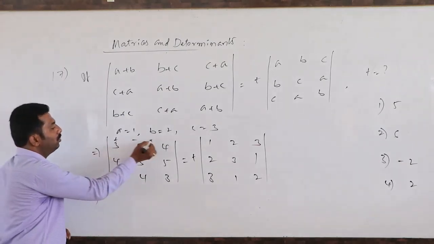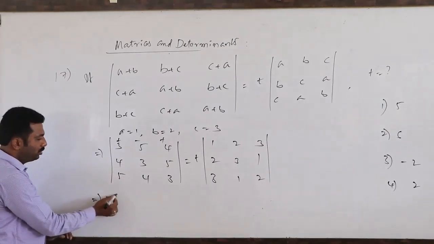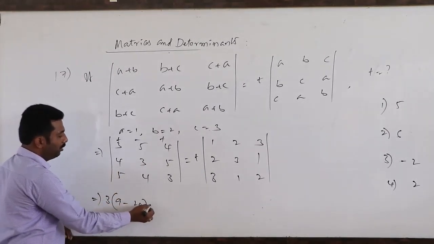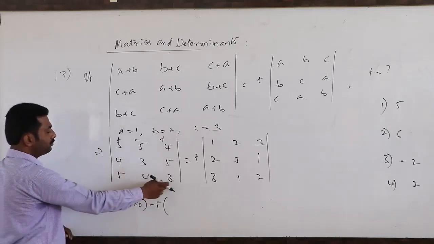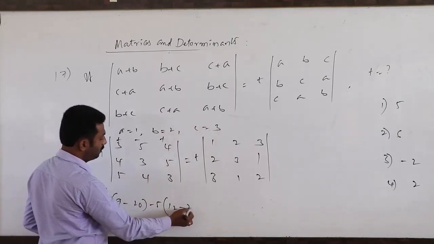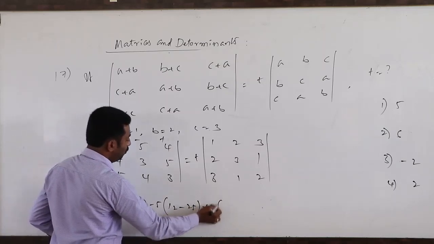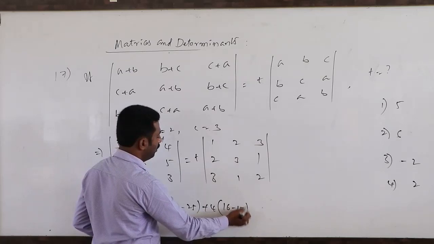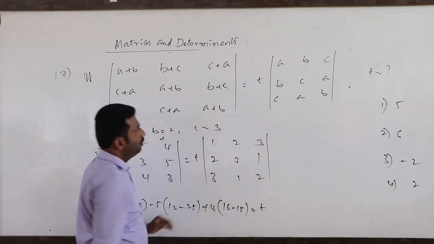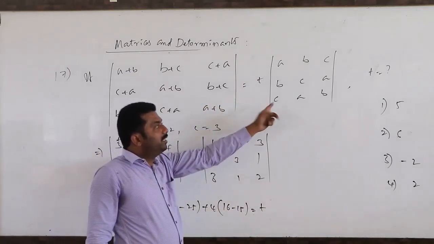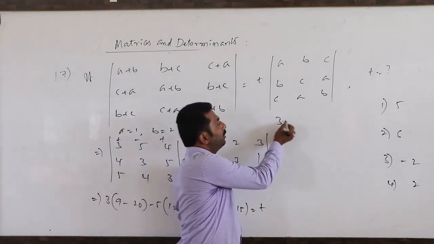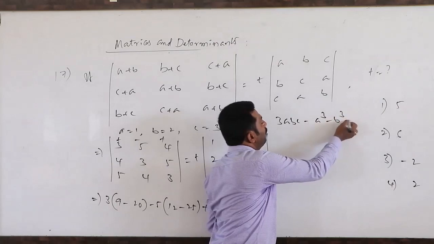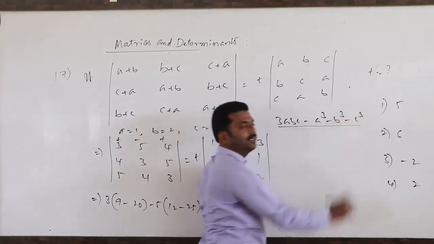According to the first row, we'll expand. So 3 into (9 minus 20), minus 5 into (12 minus 25), plus 4 into (16 minus 15) equals the determinant of ABC, BCA, CAB. What is this determinant? 3ABC minus A cube minus B cube minus C cube.